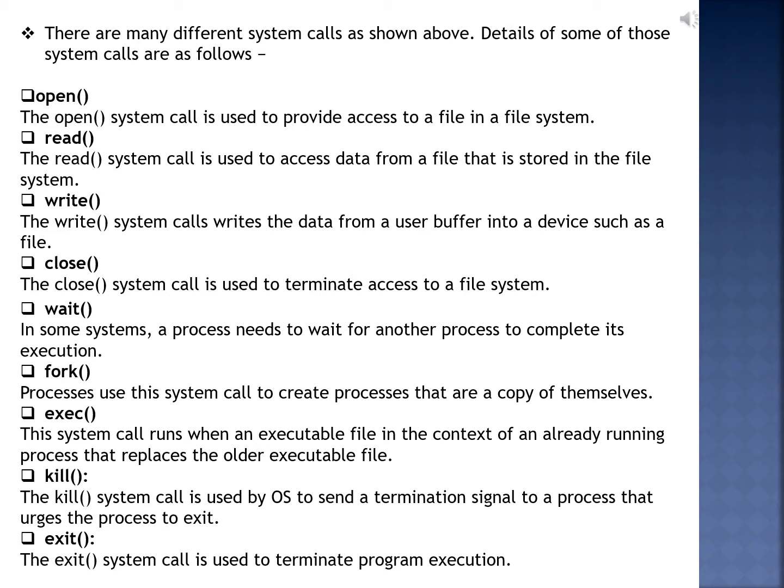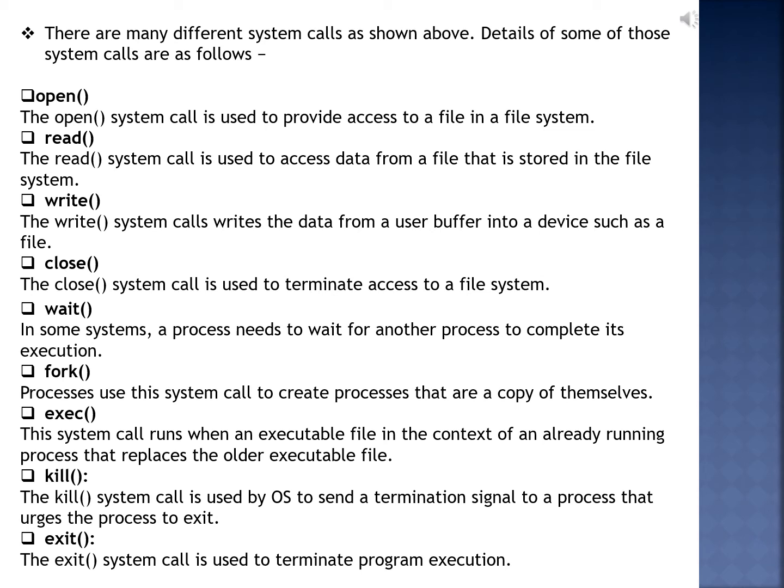The next one is wait. In some systems, a process needs to wait for another process to complete its execution. This type of situation occurs when a parent process creates a child process and the execution of the parent process remains suspended until its child process executes. The suspension of the parent process automatically occurs with a wait system call. When the child process ends execution, the control moves back to the parent process.